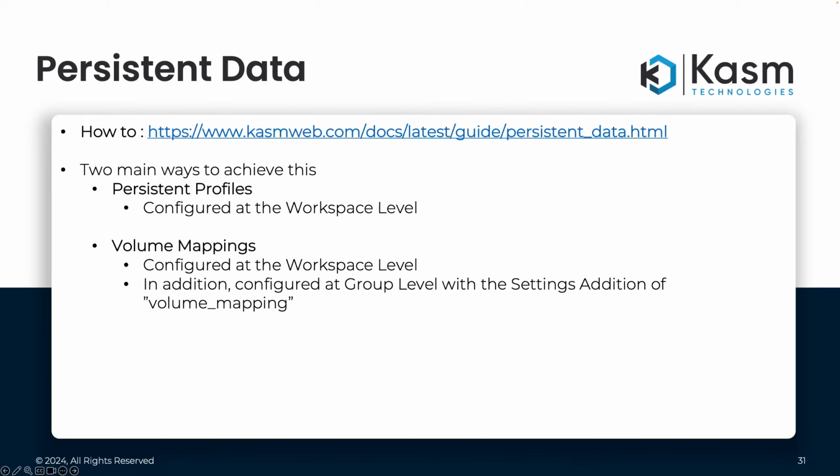For volume mappings, generic features allow you to map host level directories into your workspaces. This will give you the ability to share folders across multiple users and containers. Volume mappings can be configured at either the group level or the individual workspace level.